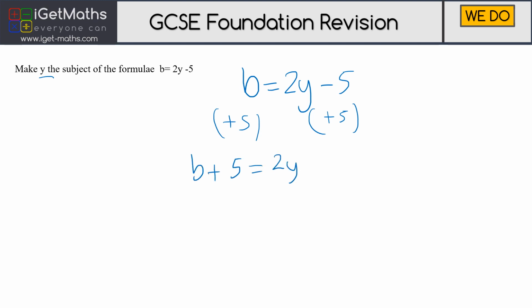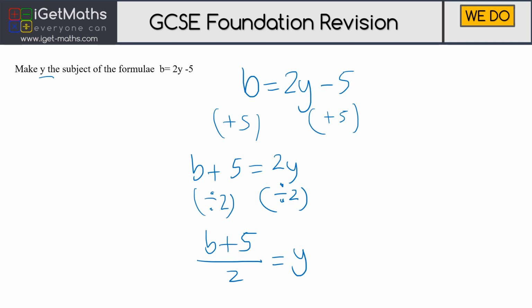And now to get the y by itself, 2y means times, so the opposite or inverse of that is to divide by 2 on both sides. That now gives you B plus 5 over 2 is equal to y. And that's it, you're done.